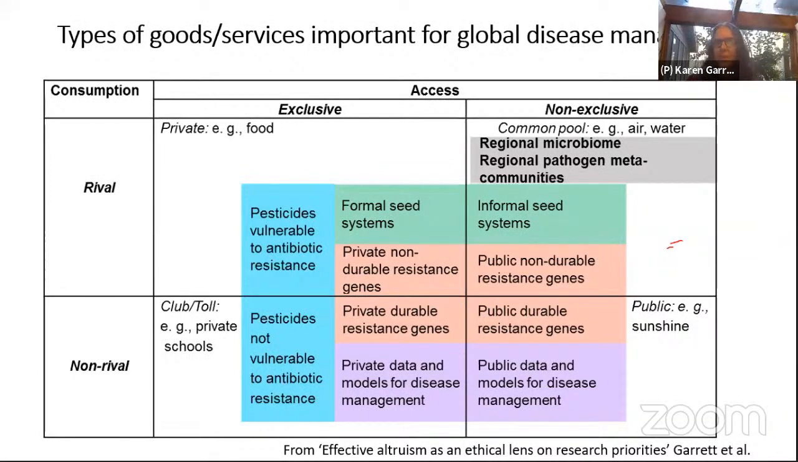And then the columns here are exclusive versus non-exclusive. So, resources that are publicly available versus resources that are private. There we want to think about having a good balance between, for example, publicly available data and models that are used for disease management. But we might want to keep some balance with private data and models to include the economic incentive as well. So I think this is a good point for discussion in terms of how we can best form our strategy for using these resources. Next, please.